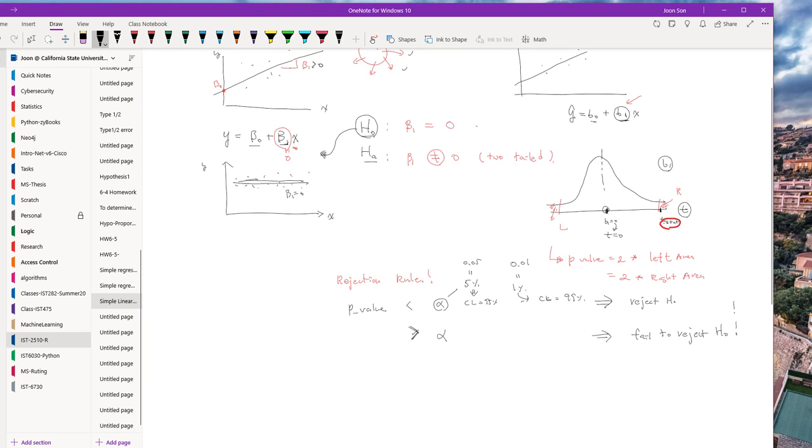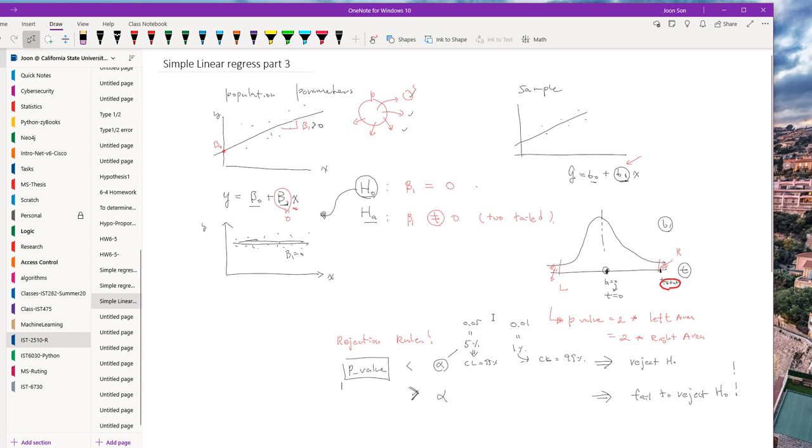The good thing is that many tools, like R and Excel, will provide you the p-value if you run this scenario, and then you can make the decision. In my next lecture, I'll show you how to use an Excel spreadsheet to find the p-value when the sample data is given. So that's the last topic in the simple linear regression model.